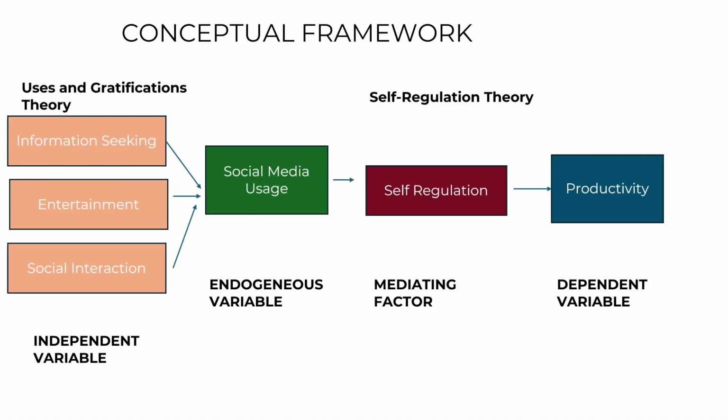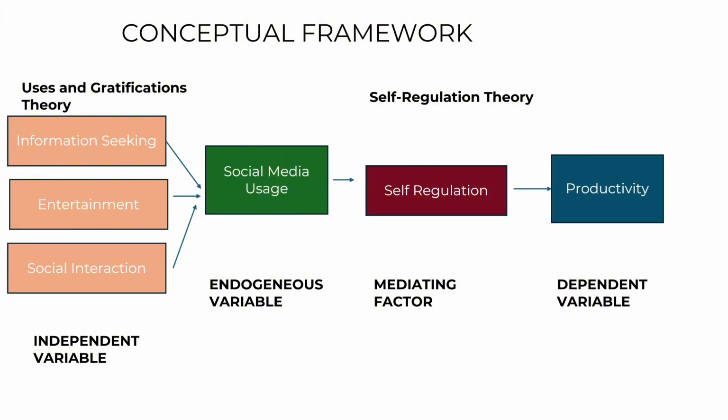Now let's talk about the conceptual framework. On the diagram, we have some factors on the left, which are the independent variables. Those were the constructs from our uses and gratifications theory. So we have information seeking, entertainment, social interaction as the factors that influence social media usage. So social media usage, as a dependent variable here, becomes an endogenous variable because the independent variables on the left influence the factor.